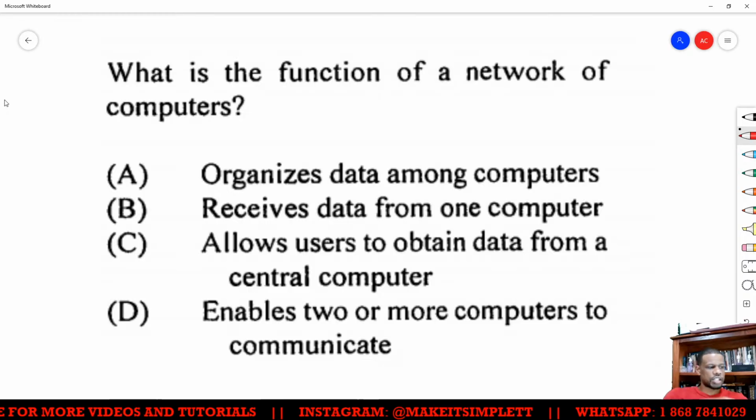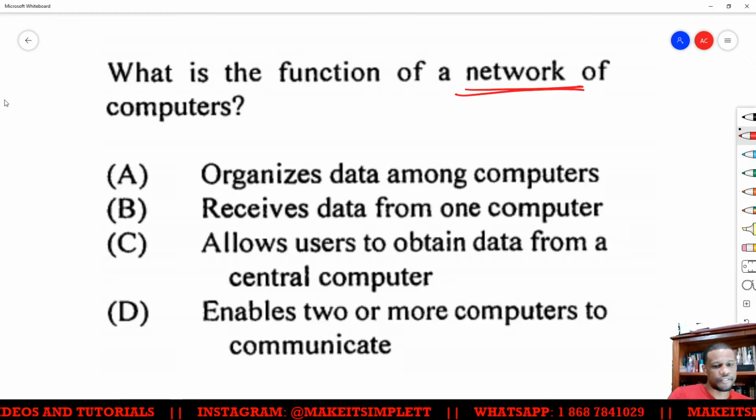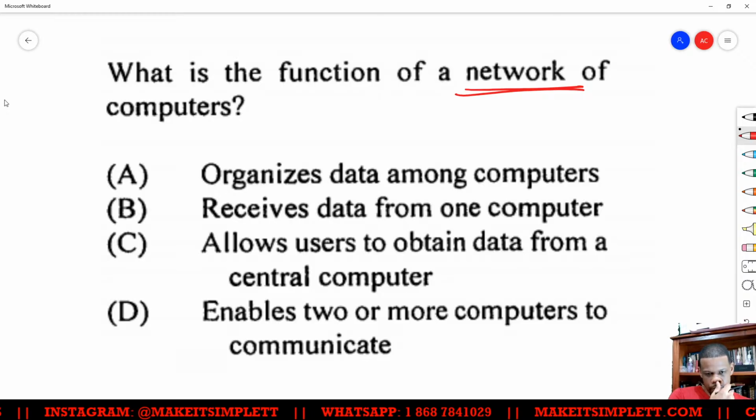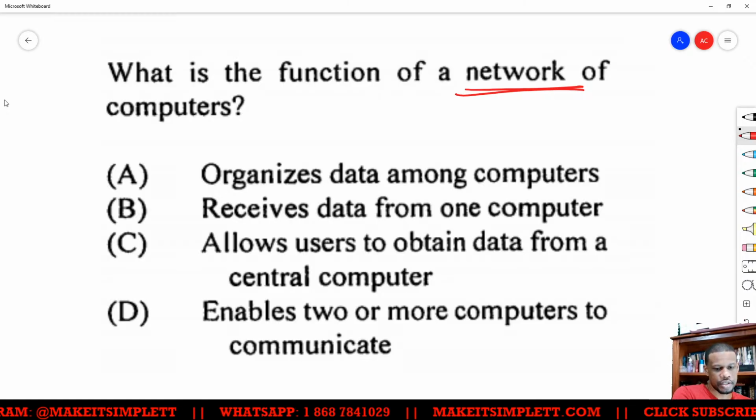Alright, so this one was the function of a network of computers. Now, some people don't know the definition of a network. A network is 2 or more computers that communicate with each other.